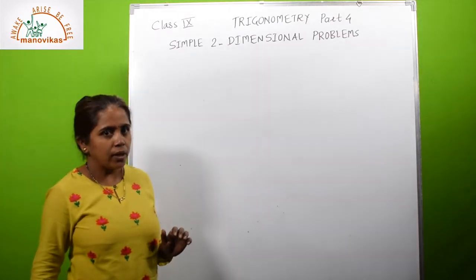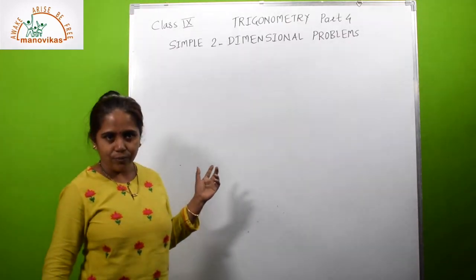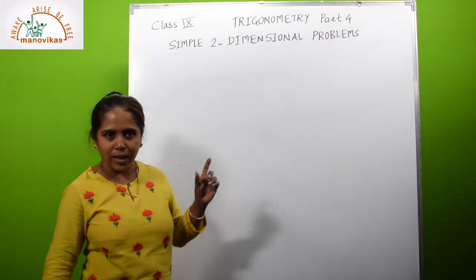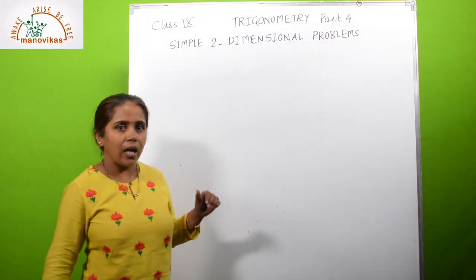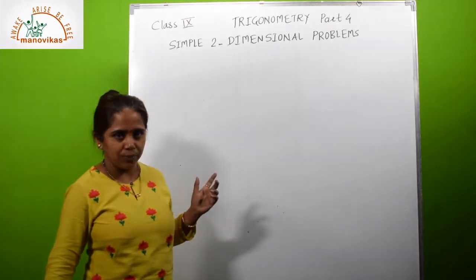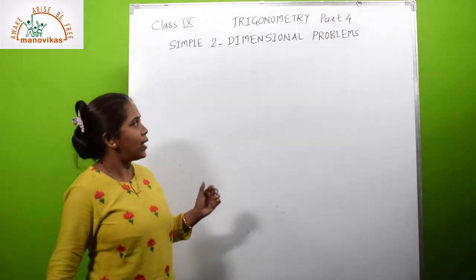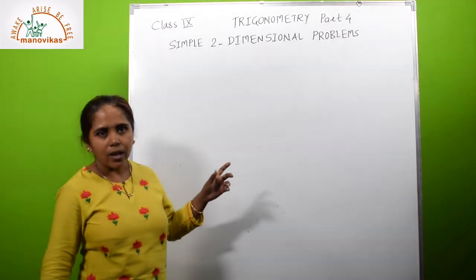But when one side is given and one angle of the right angle triangle is given, how do we find the other two sides? In such cases, we have to use the trigonometrical ratios.